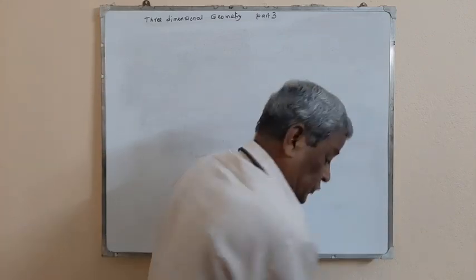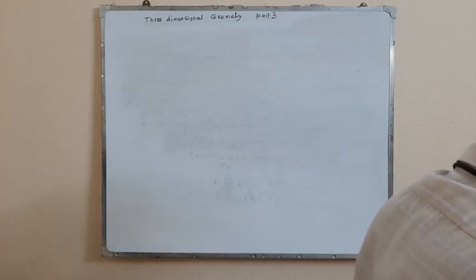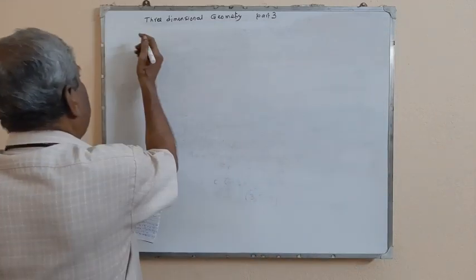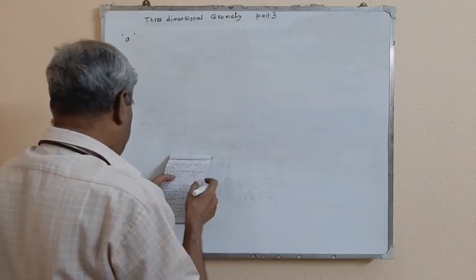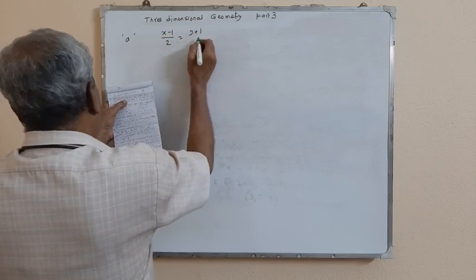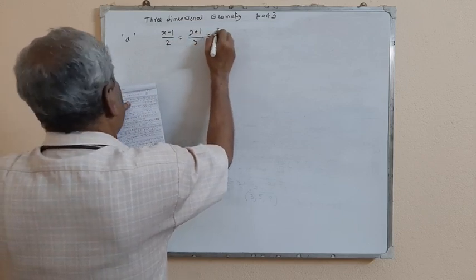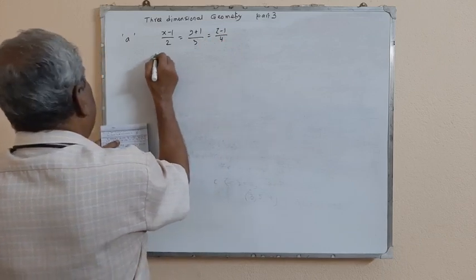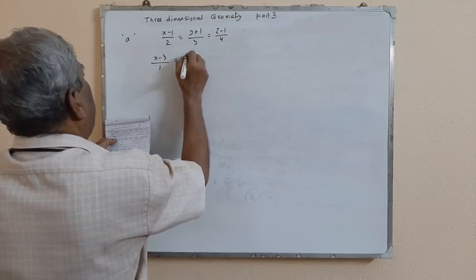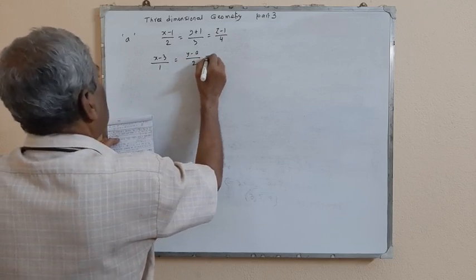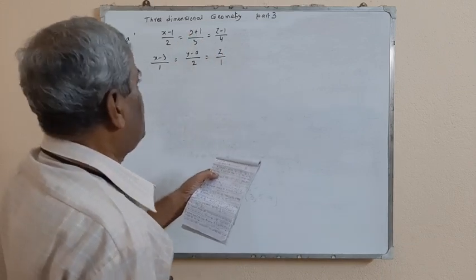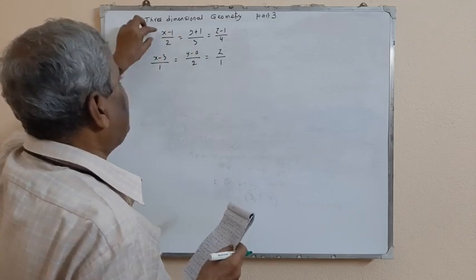Now next problem. Today is very hot. The value of a for which (x minus 1) by 2 is equal to (y plus 1) by 3 is equal to (z minus 1) by 4, and (x minus 3) by 1 is equal to (y minus a) by 2 is equal to z by 1, meet at a point is. Two straight lines are given here. First straight line, second straight line.